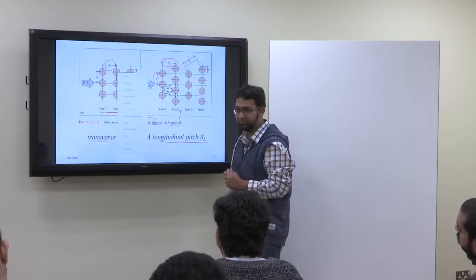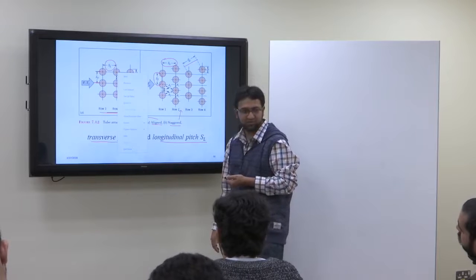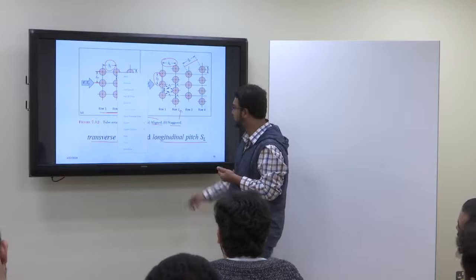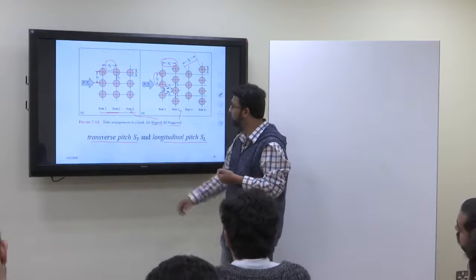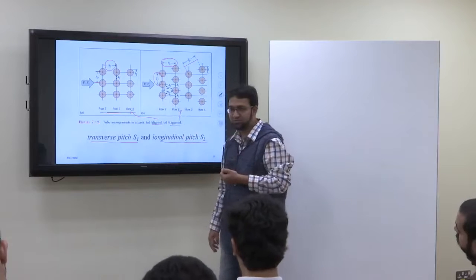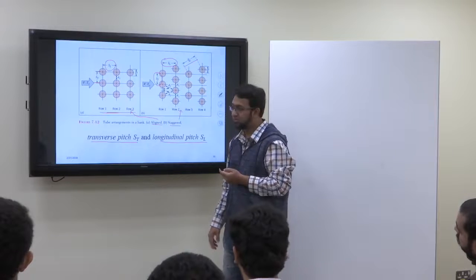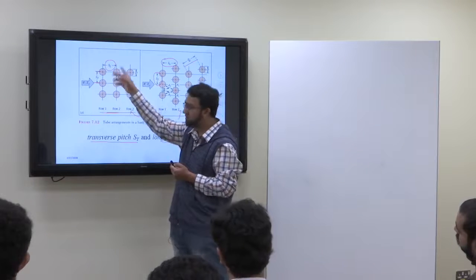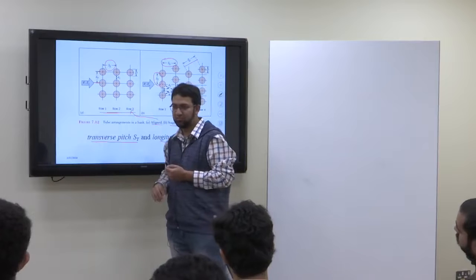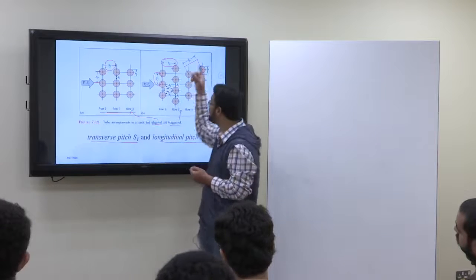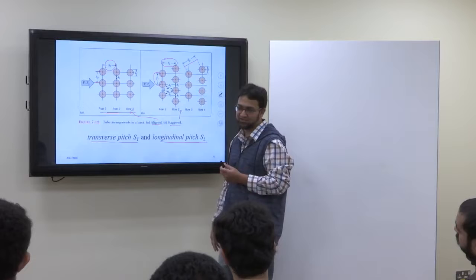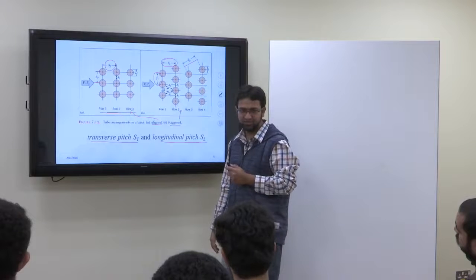See? So that's one of the differences between the aligned arrangement and the staggered arrangement. In the aligned arrangement, SL and SD are the same, but in the staggered arrangement, SD is a little greater than SL. Is that clear?